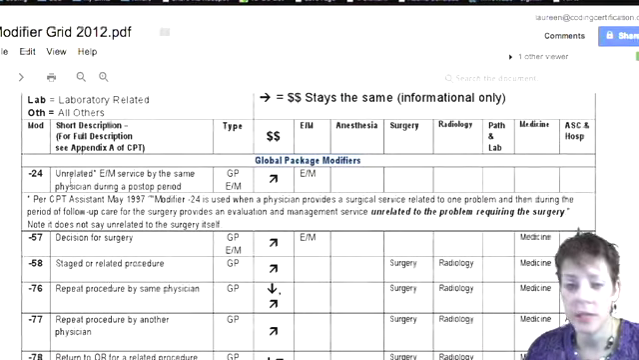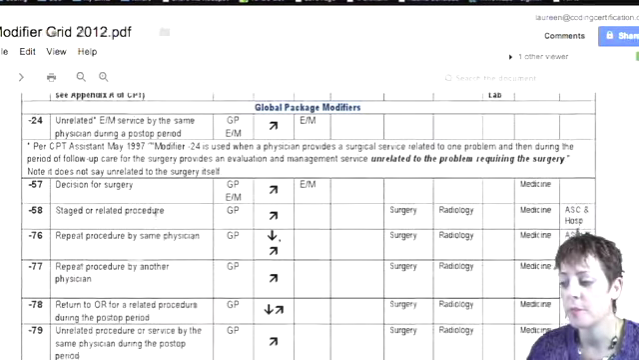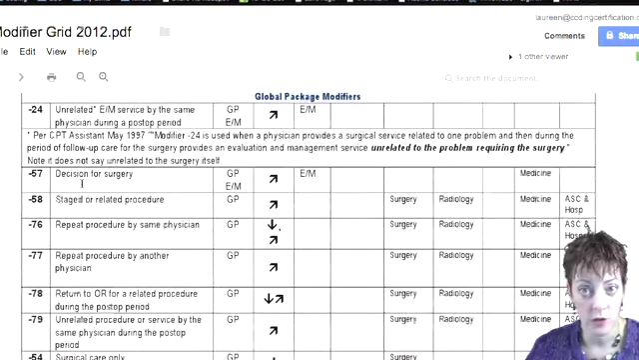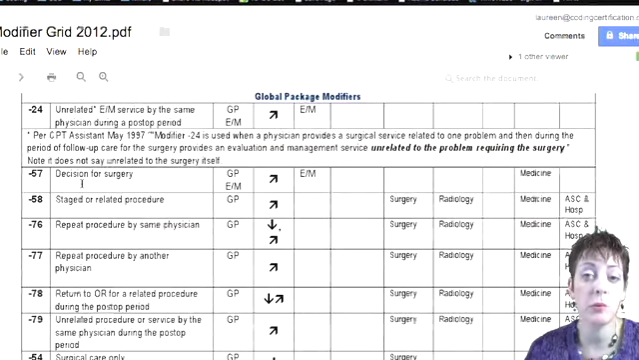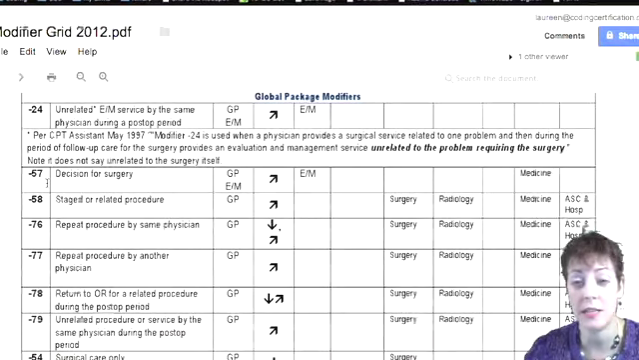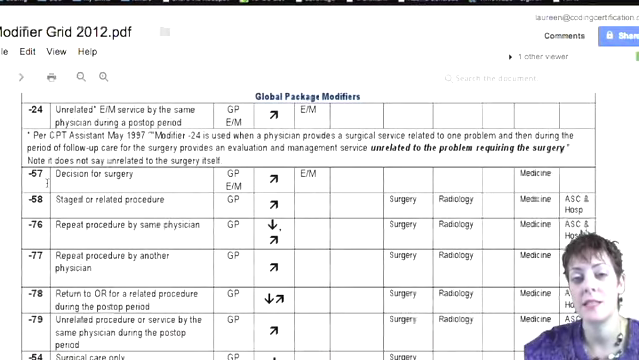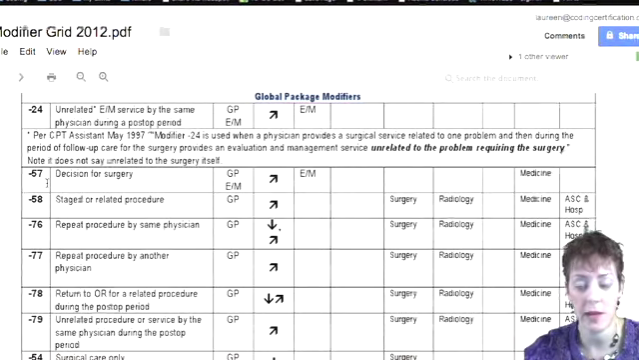24, if it's an unrelated E&M service by the same physician that did the surgery, you would use 24 on your E&M. If it was the day that they decided to do the surgery, you're allowed to get paid for that. You don't get paid for the pre-op visit. So 57 helps tell the payer, look, I know this is on the same claim as the surgery and you're going to think it's pre-op and you're going to bundle it in and not pay it. I'm putting 57 on to tell you that this is not the pre-op visit, so pay it, okay?